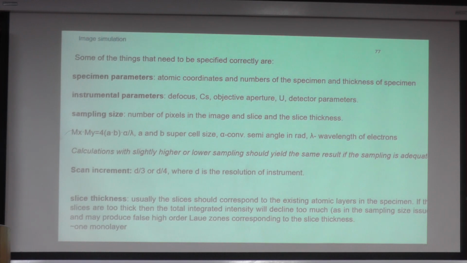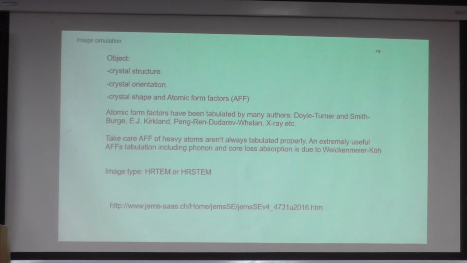So for image simulations, you need to know the specimen parameters. You need also to know instrumentation parameters like defocus, Cs, objective aperture. Also sampling size is important, the scanning increment, and also the thickness of your specimen, just to adjust the number of slices in your simulations.